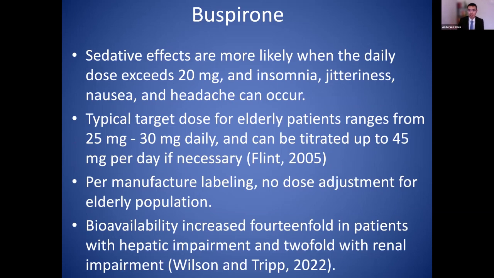Especially if you look at the manufacturer labeling, there isn't even a dose adjustment needed for the elderly population. You should be mindful that sedative effects are more likely when the daily dose exceeds 20 milligrams. You might use that to your advantage. But you should also be mindful patients could have insomnia, jitteriness, nausea, and headaches. The typical target dose you're going for in the elderly ranges from 25 to 30, and it can be titrated up to 45 milligrams daily if necessary. You want to be mindful that the bioavailability might increase 14-fold in patients with hepatic impairment and 2-fold with renal impairment.